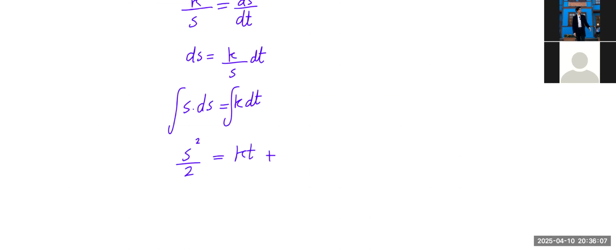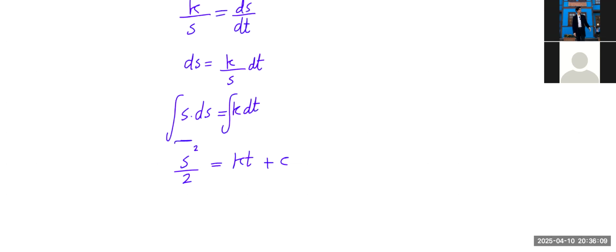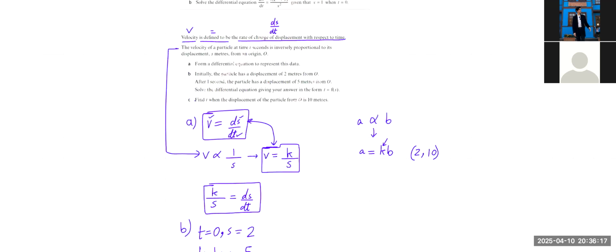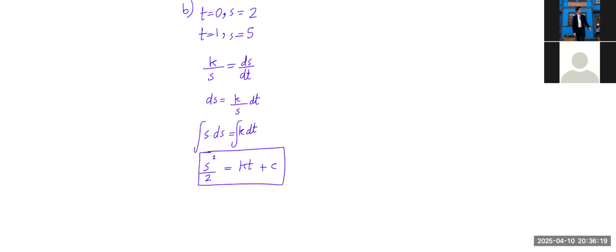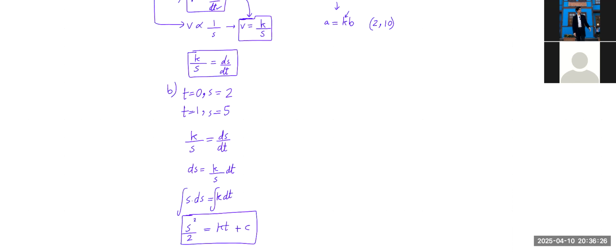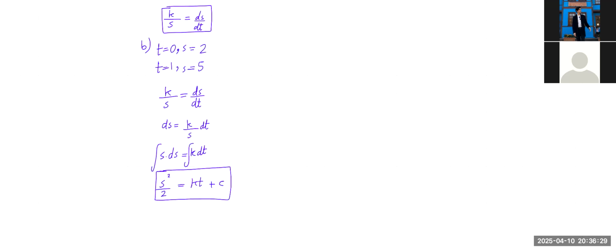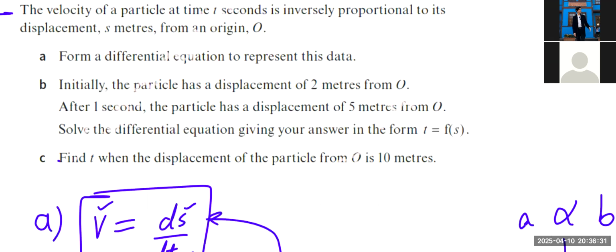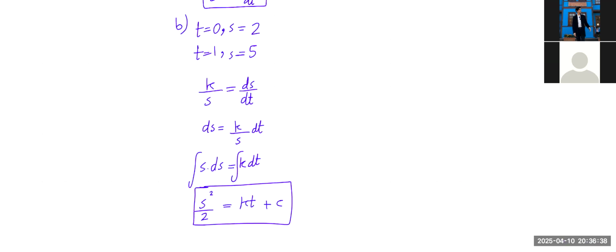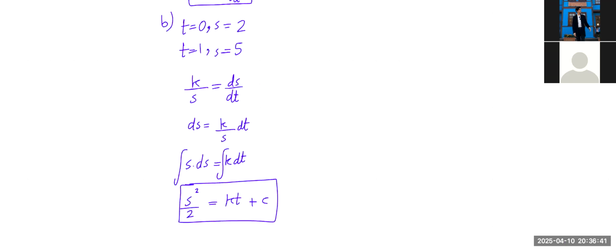So we have this equation now that relates the displacement of this thing to time directly. You see, they didn't tell us anything about the displacement and time connection. But now, using just the information given to us, we can find out how far it'll have moved in any amount of time we want. That's the idea of solving differential equations. Anyways, look at the question carefully. Solve the differential equation, giving your answer in the form of t equals a function of s. So we need to make t the subject here, remember that. But for now, let's try to find c first.